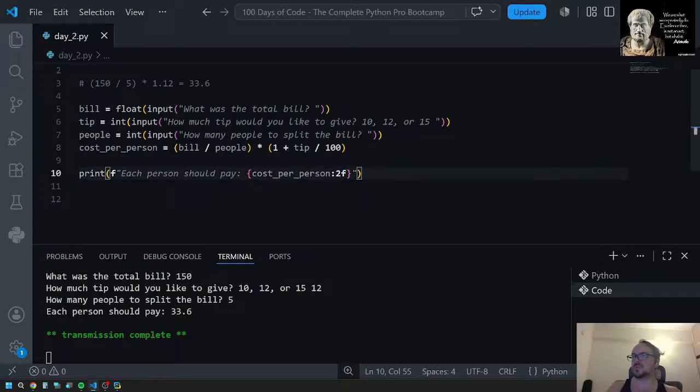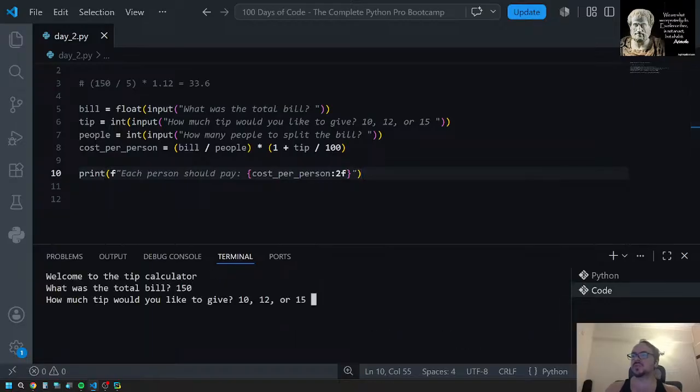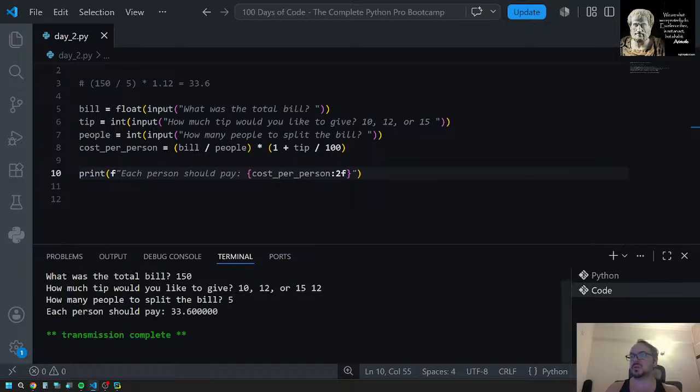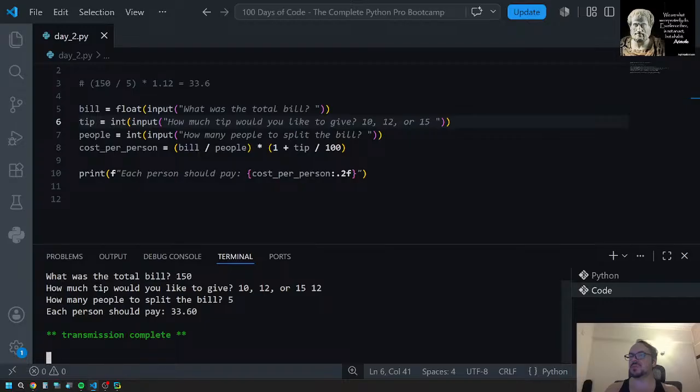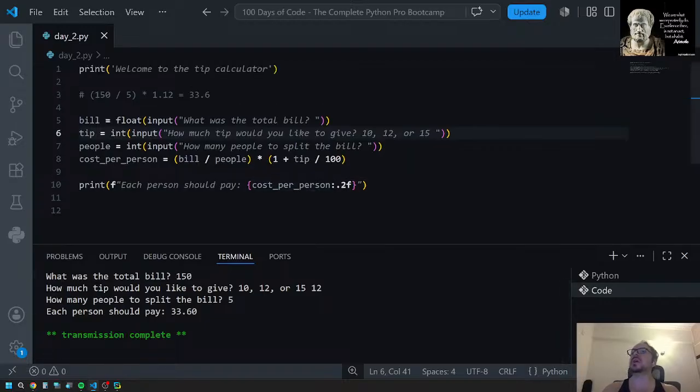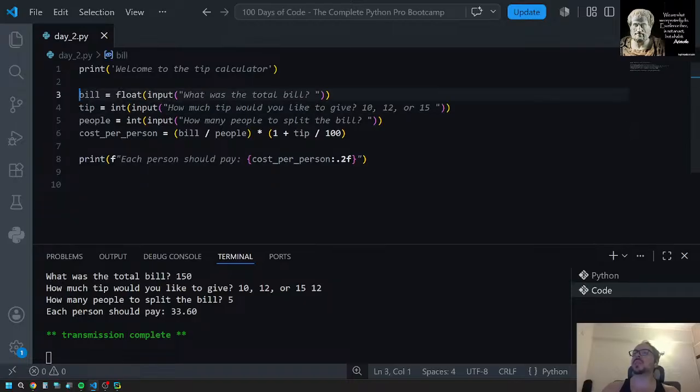So let's do it again. That's going to be 150. We give a 12% tip, split amongst 5 people. Whoops, that wasn't quite right. 150, 12, split amongst 5 people. Okay, yeah, there we go. It's a colon, period, 2f. And yeah, you can get rid of this line. Yes, leave this here like that.